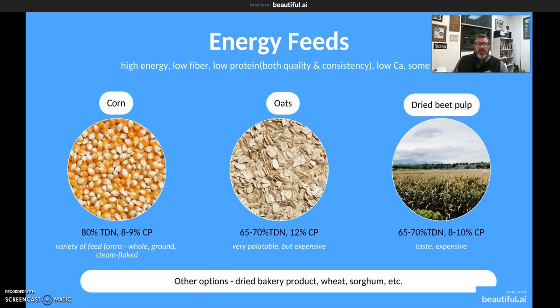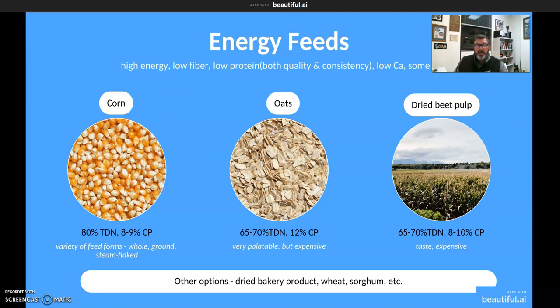Let's hit on some energy feeds very quickly. Again, high energy, low fiber, generally speaking, very low protein, both in quality and consistently, generally low in calcium, so we'll have to supplement there, and some moderate to high phosphorus loads. And of course, the one that comes right to the front is corn. Corn carries about 80% total digestible nutrients and about 8 to 9% crude protein.